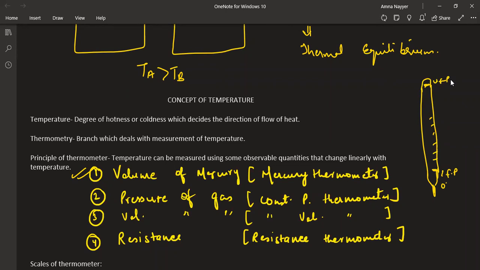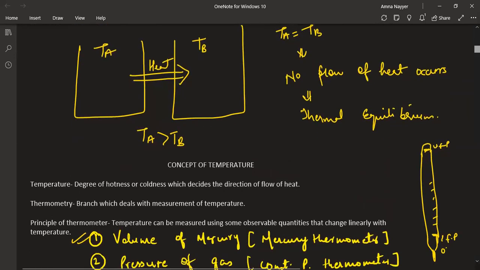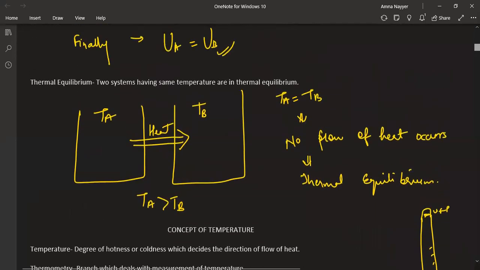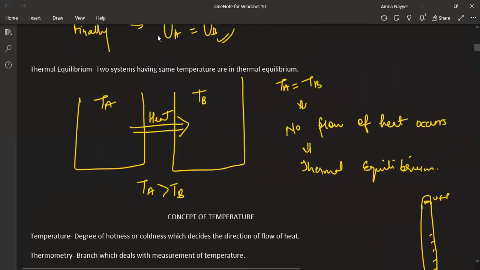Depending on the different types of scales, you have different upper fixed points and lower fixed points. For Celsius, you have different ones. For Kelvin, you have different. For Reaumur, you have different. For Fahrenheit, you have different. So one by one, we'll see those. But do one thing, note down these 2 points first. Then I'll tell you the scales of temperature.